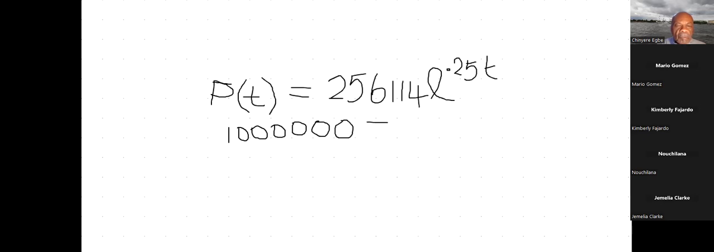Equal to 2 5 6 1 1 4 and P to the power 1 2 5 T.